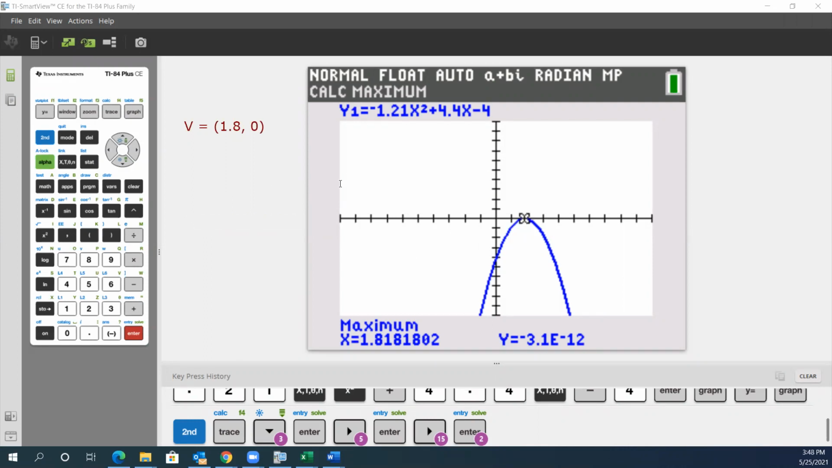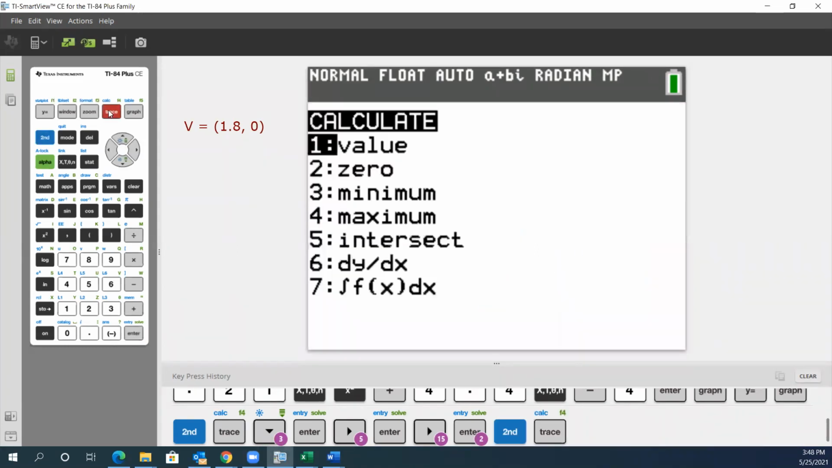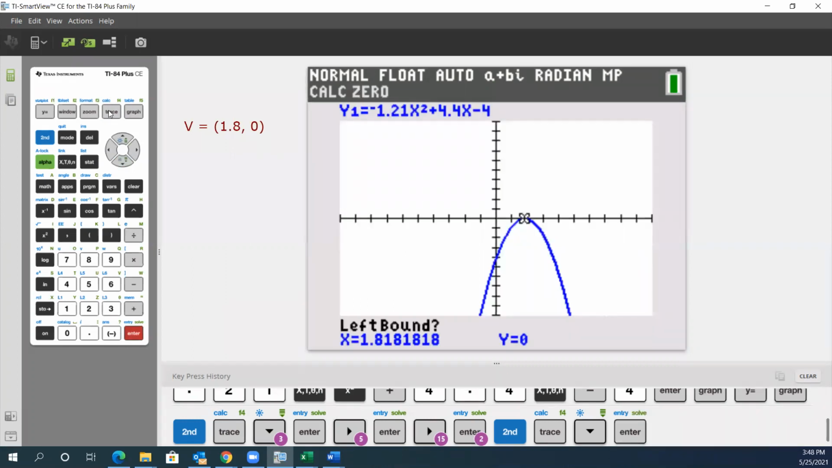What about x-intercept? Well, again, x-intercepts occur where y is 0. One way to do it would be to go to second trace again. And this time, pick option 2. The 0 of a function is where the name of the function, y, is 0. In other words, x-intercepts. And we do the left bound, right bound thing again. So I'll go to the left and hit enter, go to the right and hit enter.